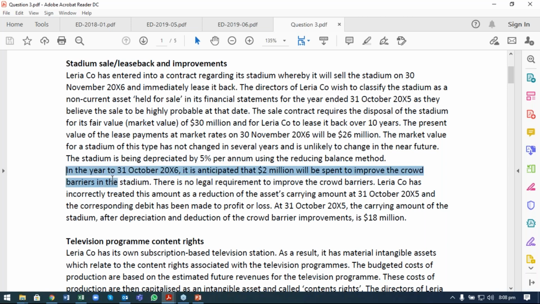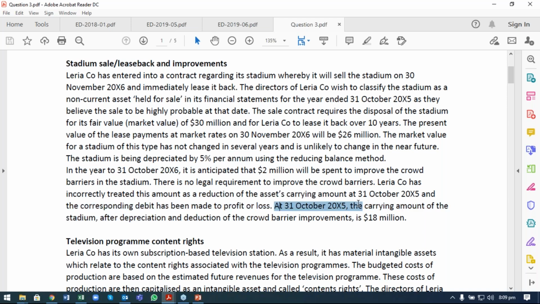You can see here, this cost is going to be incurred in future, in the year ended 31st October 2006. It is anticipated that Laria company might need to spend this amount in the future in order to improve the crowd barriers. Right now, the company has not actually spent this 2 million. The company has anticipated that it's going to be charged within the next year, right? But in this year, the company has considered that the crowd barriers might have been impaired, and the impairment charge was applied to the profit and loss account in the same year. So one thing, we have to reverse this.